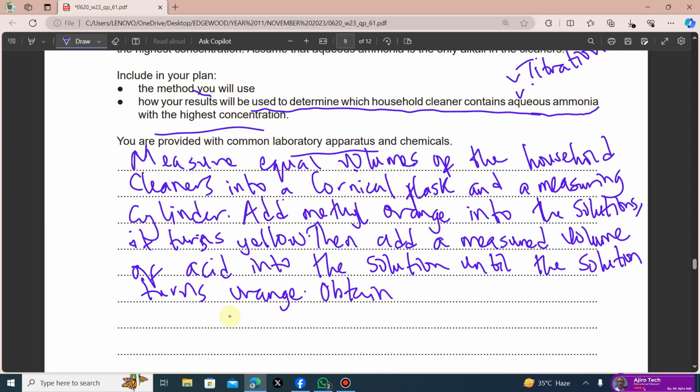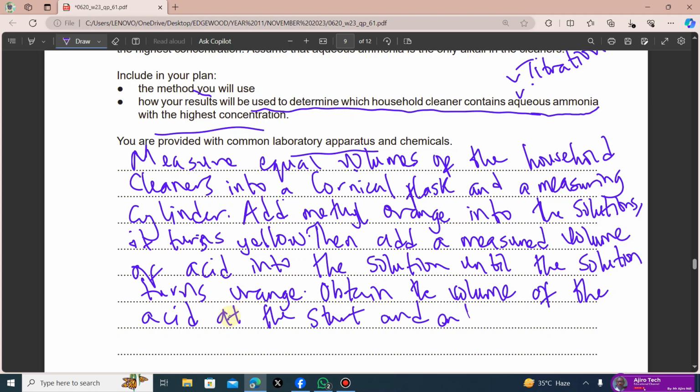All right. Now, when we move to a neutral medium, you need to take note and obtain the volume of the acid at the start and end of the experiment, or at the start and end of the titration. Let's say titration.